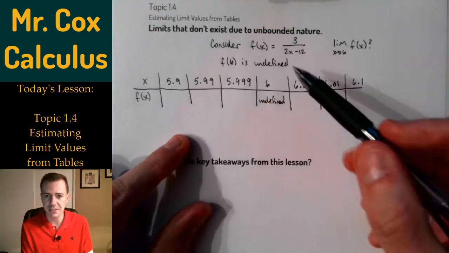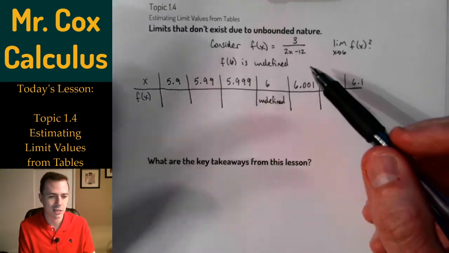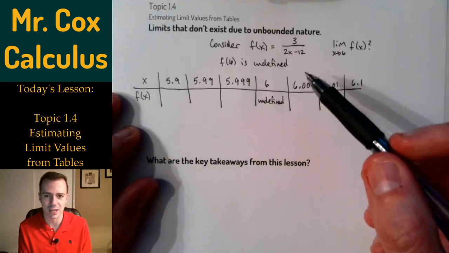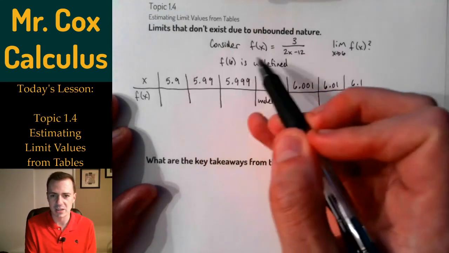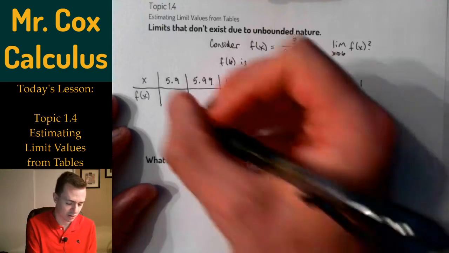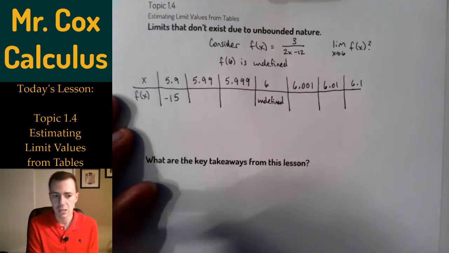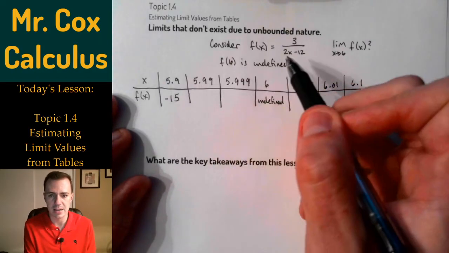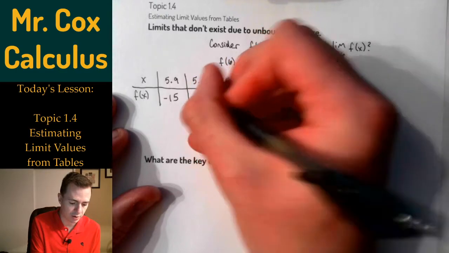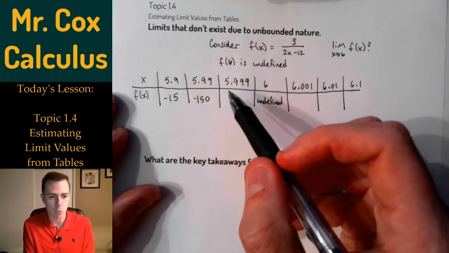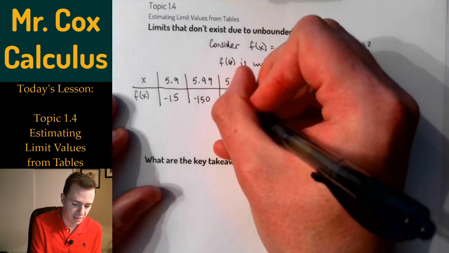So again, this is something where we're going to substitute this in. It probably would help if we have a calculator, or if you're like me, if you already have the example worked out here next to you. If I take 5.9 and substitute it into this function, the value that I get is negative 15. If I take 5.99, the value that I get is negative 150. And if I take 5.999 and substitute it in, the value I get is negative 1500.